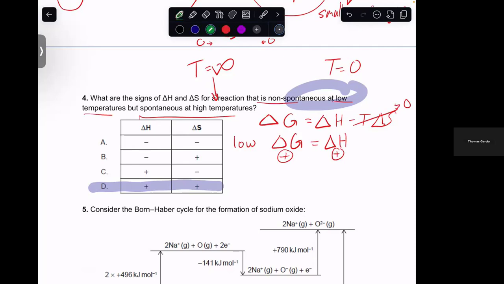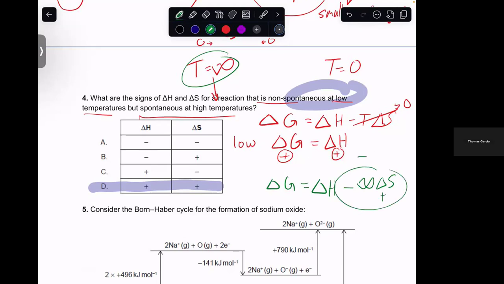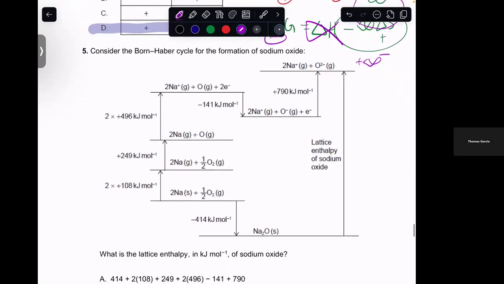All right, the second example, as T goes to infinity, delta G equals delta H minus infinity delta S. In this case, if delta S is positive, then this becomes a negative infinity. If delta S is negative, this becomes positive infinity. At which point, you don't really care about H. So we're trying to find a time when this is spontaneous, so negative delta G at a high temperature. All right, so delta S must be positive. The answer is D.